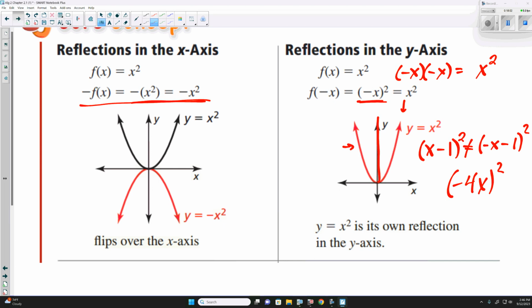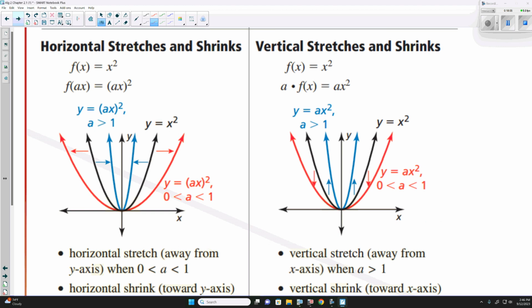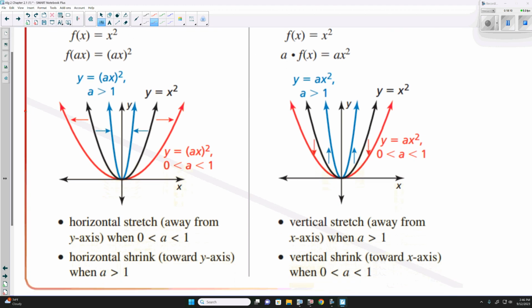Okay. Now we do have two other types of transformations with this. Horizontal stretch and shrink and vertical stretch and shrink. Let's look at vertical first. Ax squared. When we have that a in front of the parentheses or in front of our x squared without parentheses, it's a vertical stretch or shrink. If the value of a is greater than 1, it is a stretch. If it's between 0 and 1, it is a shrink. These we get. These are nice.